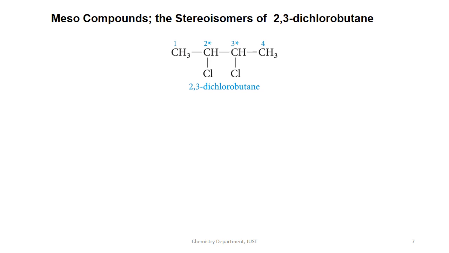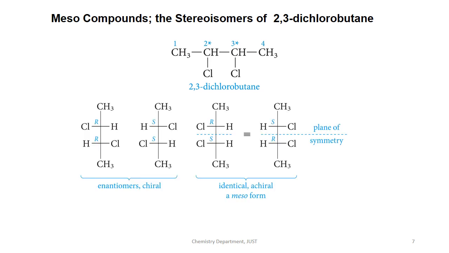2,3-dichlorobutane has 2 chiral carbons, and these carbons are very similar. They have the same groups. Each one of them has chloro, methyl, hydrogen, and the rest of the molecule. And now there are 4 possibilities for the R and S configuration: RR, both are S, one of them R and one of them S.